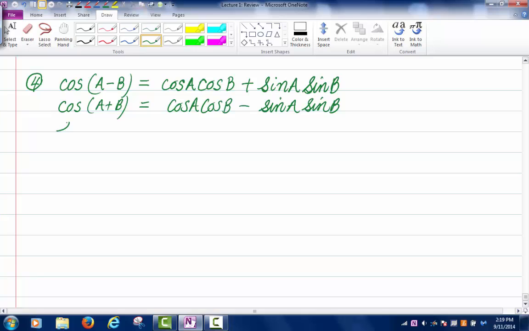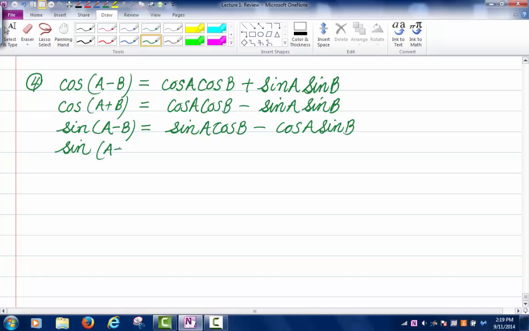How about sine? Now I think whoever answered this, you were answering this. Sine of A minus B would be what? Sine A, cosine B, minus or plus? Minus cosine A, sine B, and sine of A plus B would be sine A, cosine B, plus cosine A, sine B.